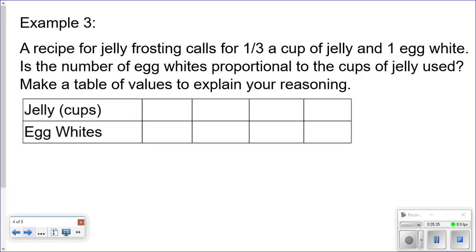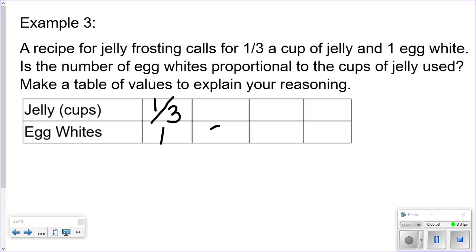All right, example 3. A recipe for jelly frosting calls for 1/3 a cup of jelly and 1 egg white. Is the number of egg whites proportional to the cups of jelly used? Make a table of values and explain your reasoning. All right, so it's 1/3 a cup for 1 egg white.